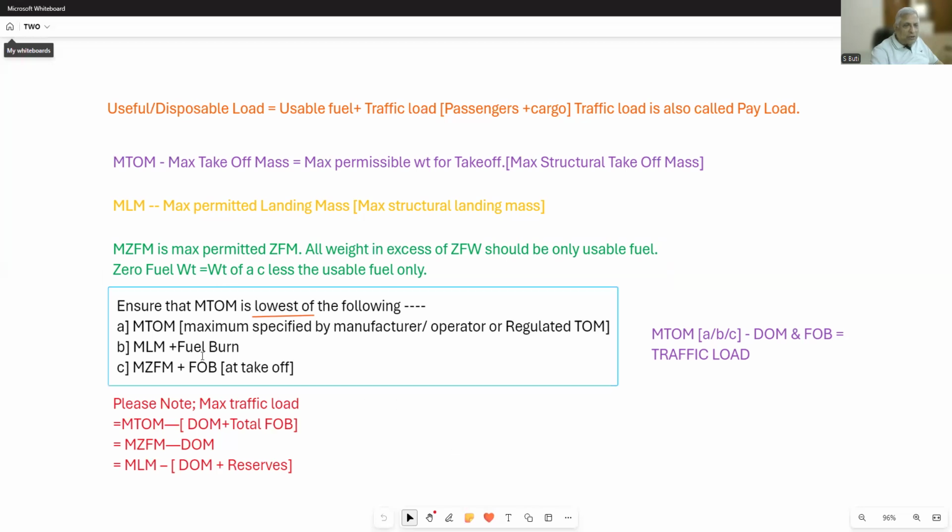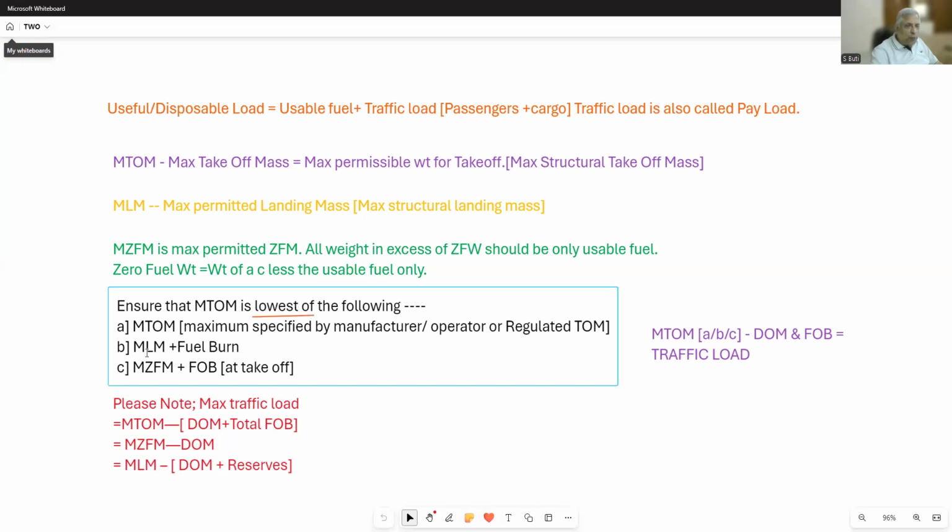Now, when there are restrictions of landing mass and zero fuel mass, then we carry out another exercise before calculating the traffic load. That is part A, the maximum takeoff mass specified by the manufacturer or regulated due to maybe runway restrictions, etc. That is known as the maximum takeoff mass.